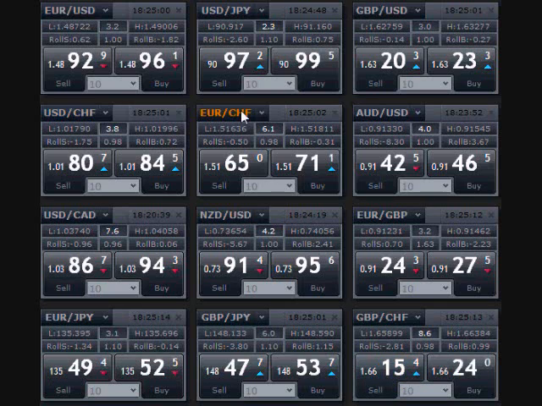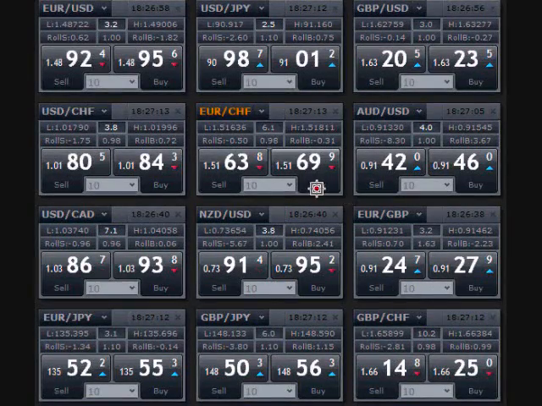Coming over to the crosses. When there are two currencies and neither currency is the US dollar, these are known as cross currencies. Presently it is 1.5169 Swiss francs to buy 1 euro.